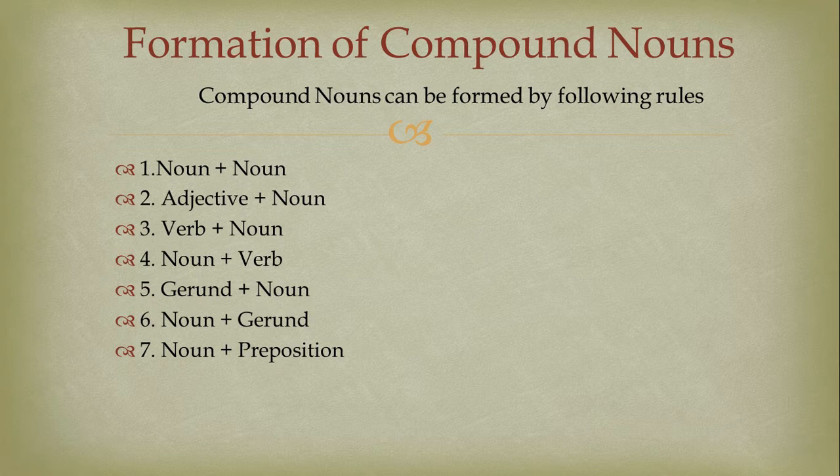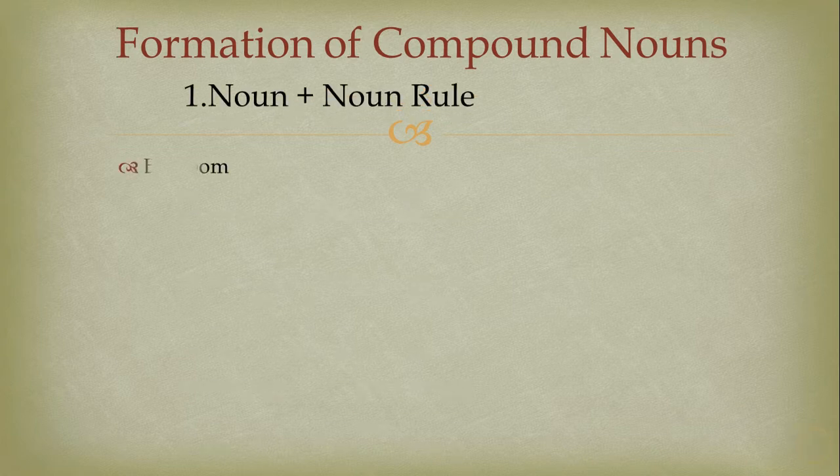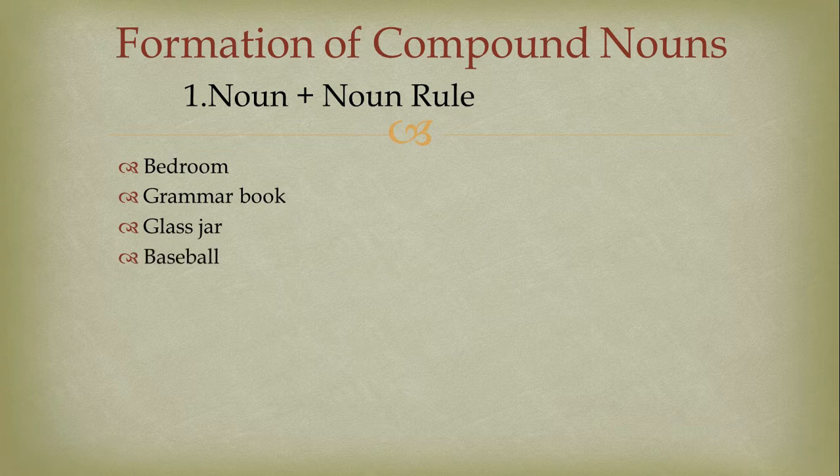First of all, we will look at first rule, noun plus noun. Noun plus noun rule: bedroom, grammar book, glass jar, baseball, basketball, moonlight, schoolhouse.